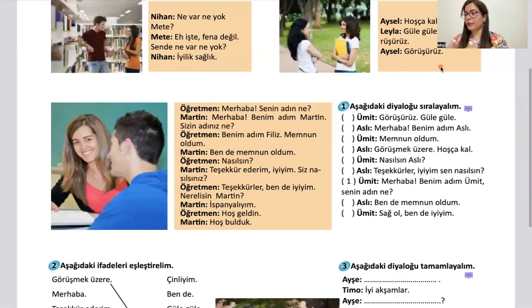Let's do some exercises. Exercise one. Aşağıdaki diyaloğu sıralayalım. Let's put in order the following conversation. There is a conversation between Ümit and Aslı. Pause the video and try to do it on your own. And be careful. Number one is done. One, Ümit. Merhaba, benim adım Ümit. Senin adın ne? Now it's Aslı's turn to answer. Aslı says, Merhaba, benim adım Aslı. Then Ümit says, what Ümit says? Let's see.